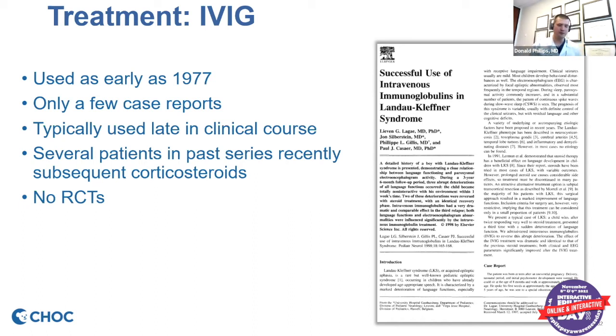If you have a patient who's highly refractory, everything you try is going to have a lower chance of success because they failed so many things. Several patients in past series also received steroids after the IVIG, so the data are clouded, but IVIG remains an option for highly refractory cases and has been reported to be successful.